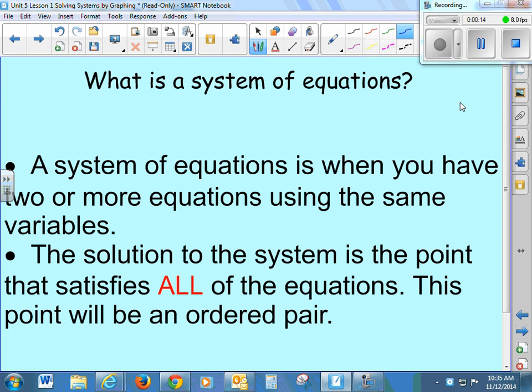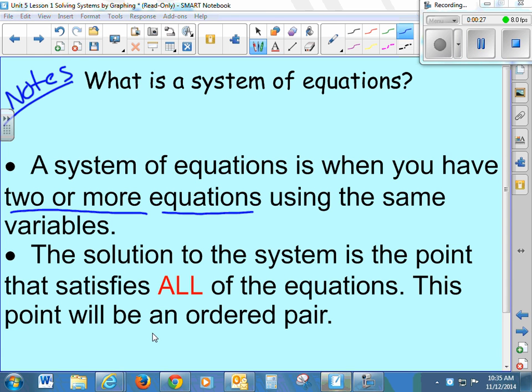What is a system of equations? All of this needs to be in your notes. A system of equations is when you have two or more equations using the same variables. The solution to the system is the point that satisfies all of the equations. This point will be an ordered pair, so your solution or your answer is going to be an ordered pair. It's going to make both equations true, or all equations true. Make sure that's in your notes, and then let's get started.